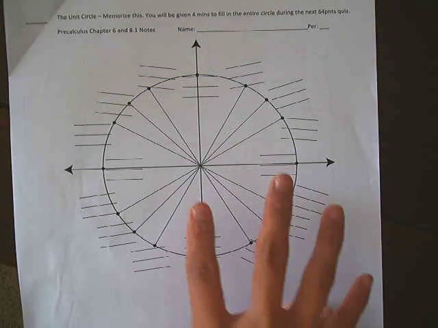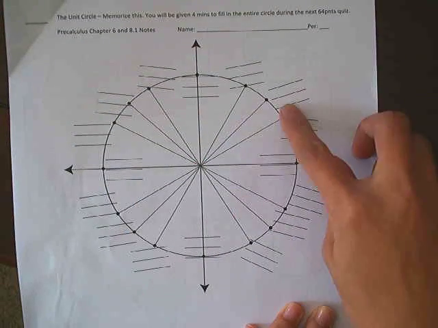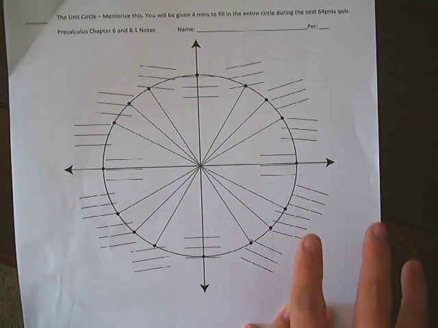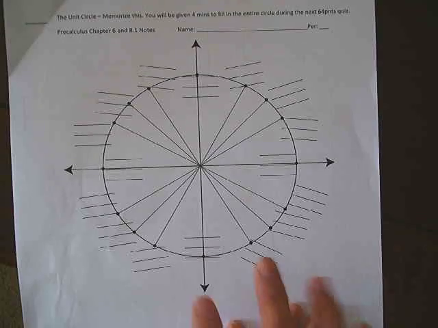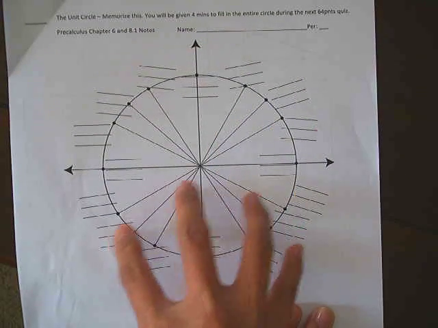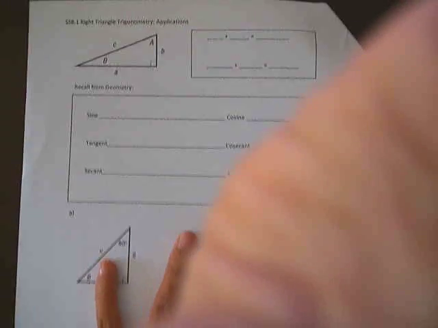The first front page of your packet has this funny looking circle with lots of lines. We're going to fill this in later in the unit. Right now just put your name here, your period, and leave this blank, and don't worry about this until much later. Now I'm going to flip over and do the very first unit of notes.